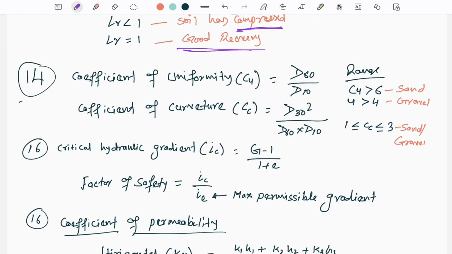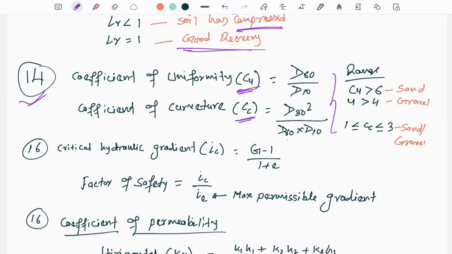Next is the coefficient of uniformity. The coefficient of uniformity is D60 by D10, designated by Cu. The coefficient of curvature is designated by Cc, and Cc is equal to D30 squared divided by D60 into D10. Here D60 is the size for which 60% of the soil passes through the sieve. D talks about the size of the soil, where D10 is the effective size, and D30 is likewise the 30% size.